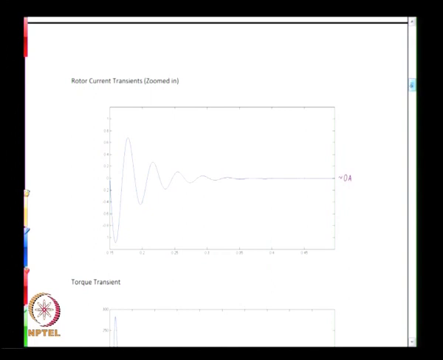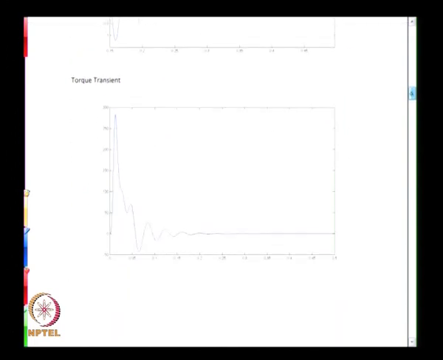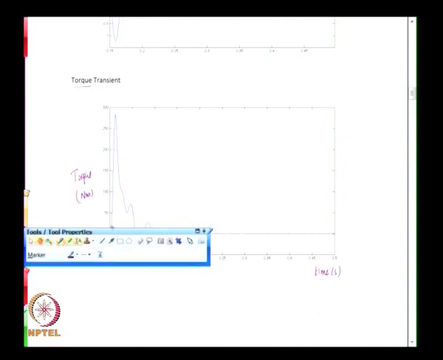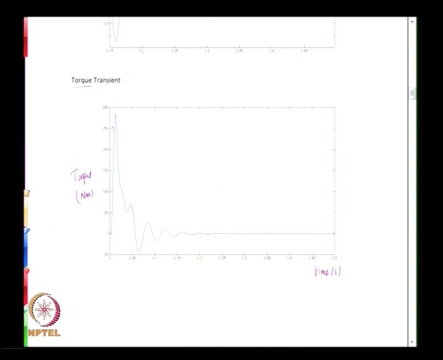The generated electromagnetic torque, this is torque in Newton meter, shows an initial high peak. So you see that the initial torque generated is very high, that is the time during which acceleration occurs, and then you see that there are oscillations in the generated torque as well, which, as it must be, because it is in this region that the speed exceeds the synchronous speed.